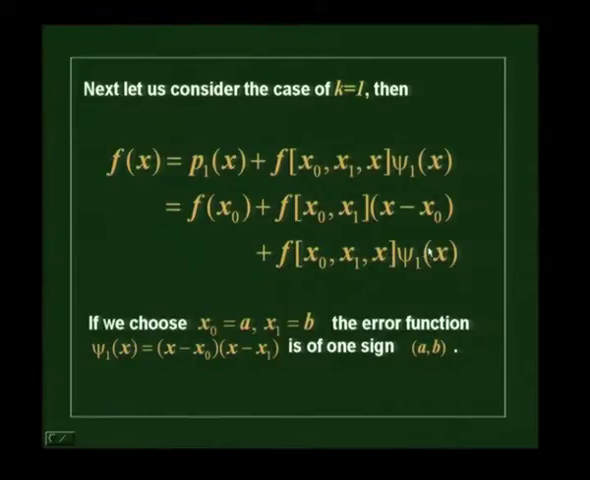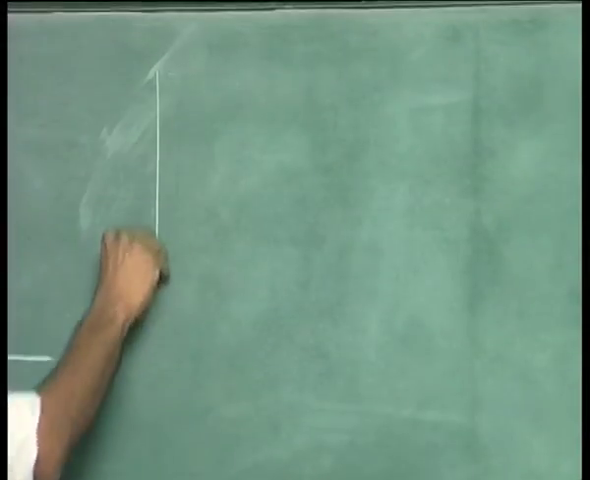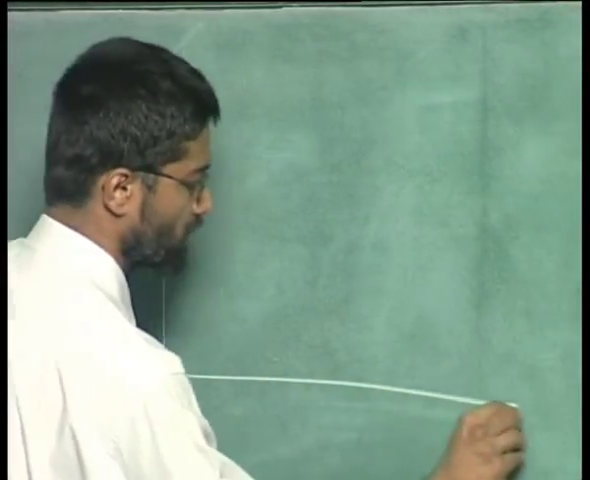So psi 1 is (x minus x0) times (x minus x1), and f[x0, x1, x] is the coefficient. This is our error term. Now again we have to make choices for x0 and x1, and we look at this particular case where x0 and x1 are chosen at the two different ends. So that's the case we are going to look at.